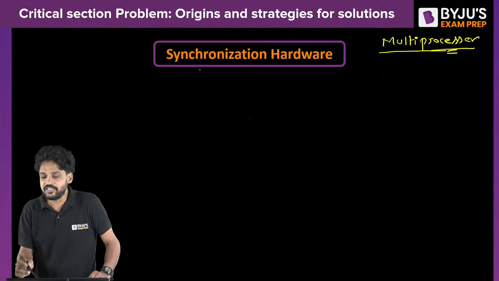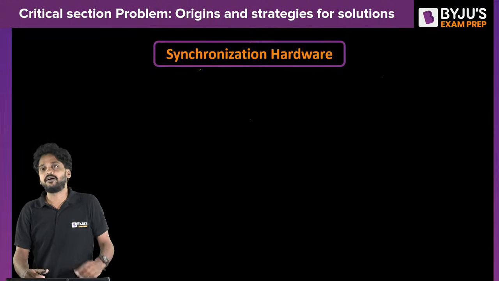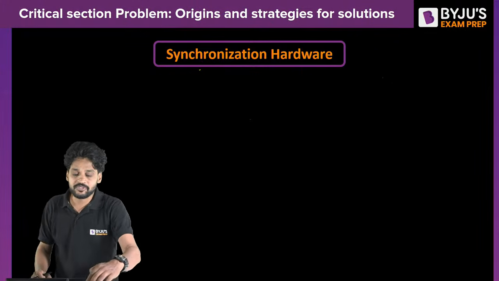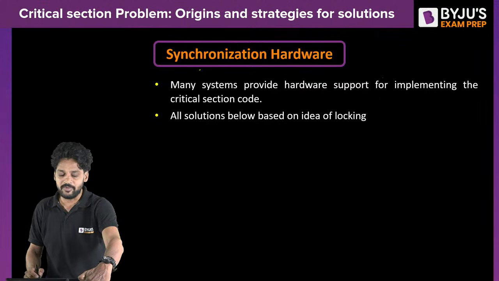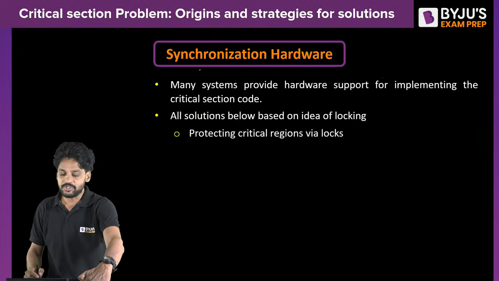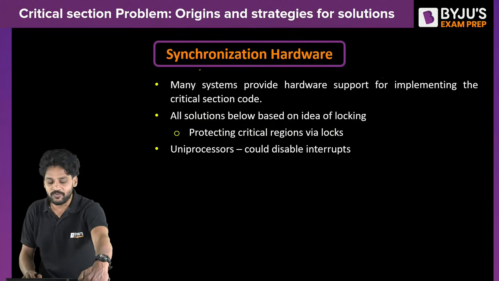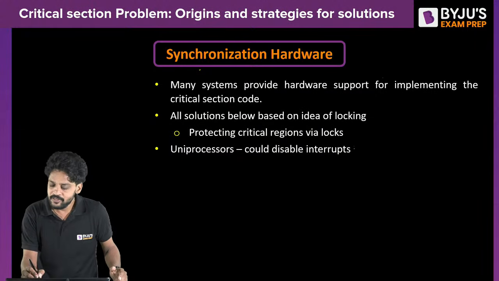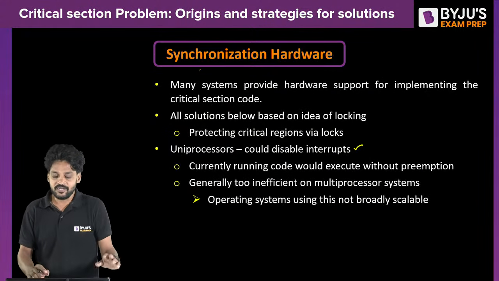Yeah, the delay in sending the message makes this disabling-the-interrupt concept inappropriate and inefficient in a multi-processor system. So what are the other solutions? Many systems provide hardware support for implementing the critical section. All the solutions are actually based on the premise of locks. Protect the critical regions via locks. In a uniprocessor, if it is a single processor, obviously you could disable the interrupts. But in a multi-processor system, it doesn't work at all.